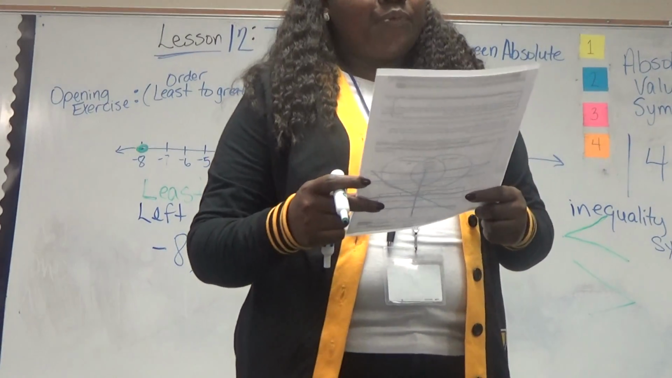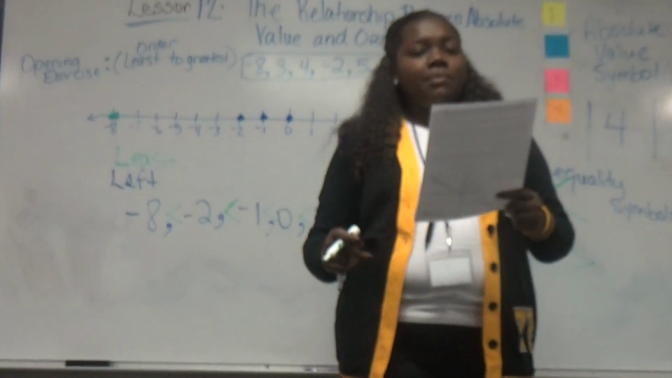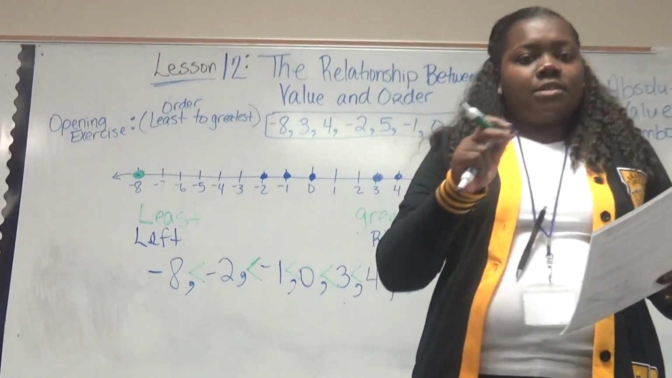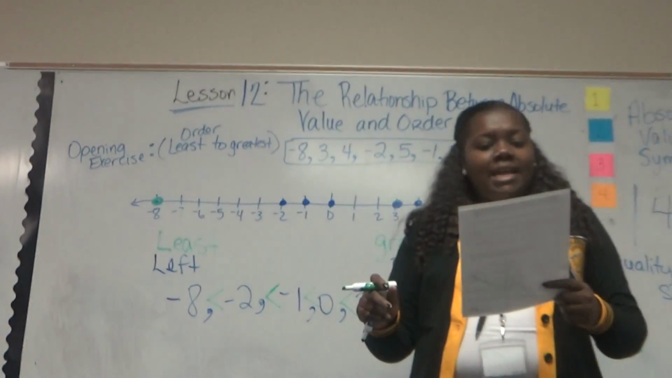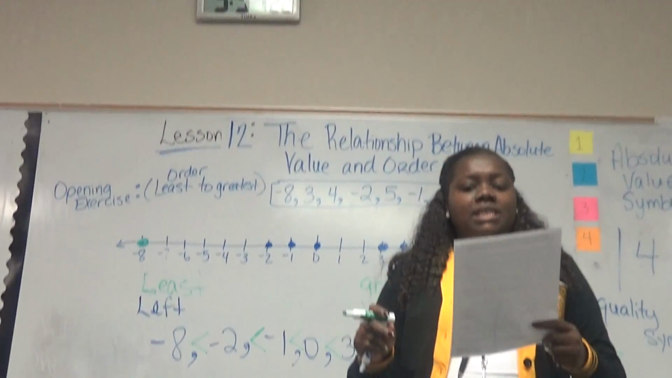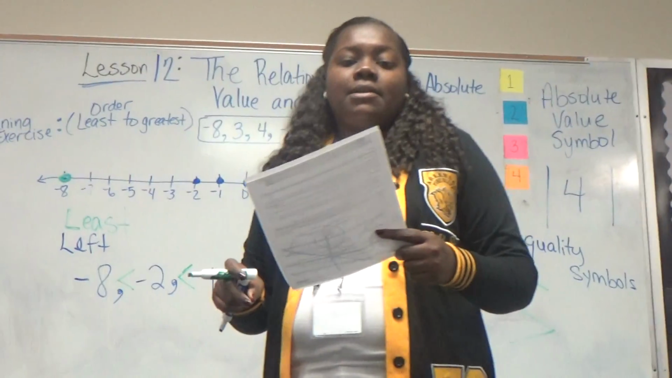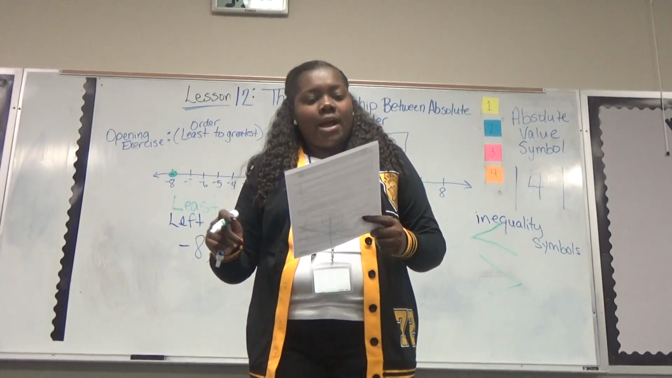On exercise 1, it says complete the steps below to order these numbers. So we see that we have rational numbers here because we have decimals. So track those numbers for me. It says separate the set of numbers into positive rational numbers, negative rational numbers, and 0 in the top cells below. Order does not matter. So you don't have to put them in order in this. You just have to make sure that they fall in the right column.